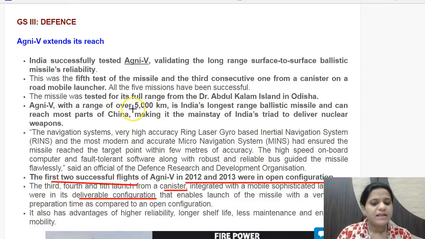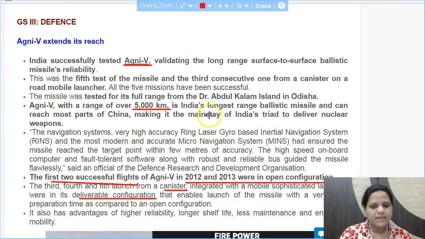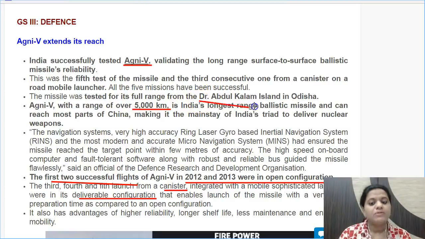The Agni 5 missile has a range of over 5,000 kilometers. India's longest range ballistic missile is Agni 5. It can reach most parts of China as well, right? It can deliver nuclear weapons too. This missile was successfully test fired for its full range from Dr. Abdul Kalam Island in Odisha. Wheeler Island, from where these tests take place, has now been renamed Abdul Kalam Island. This is where the missile tests take place.